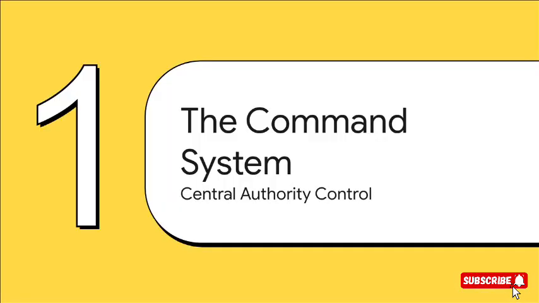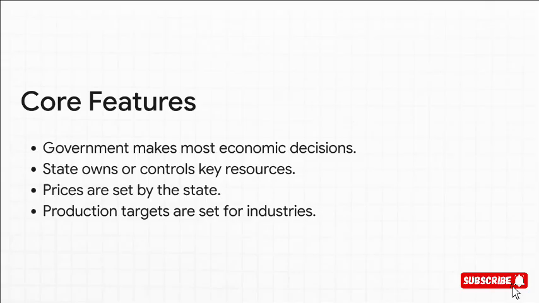First up, we've got the command system, and honestly, the name pretty much says it all. This approach has a very straightforward solution to those big economic questions. You put a central authority, basically the government, in charge of, well, everything. So what does that look like in practice? Well, in a command system, the government is the main decision maker.